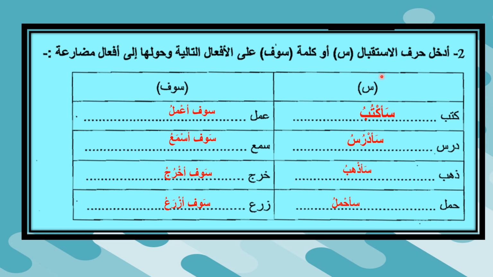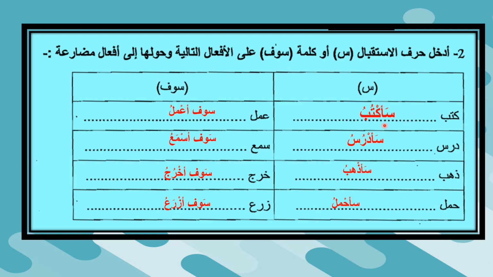In this exercise, we need to add the letter seen, which is known as harf mustaqbal, and the sawfa word is used when you need to speak about something in the future. Both of them are used when you want to speak in the future. So both do the same work.